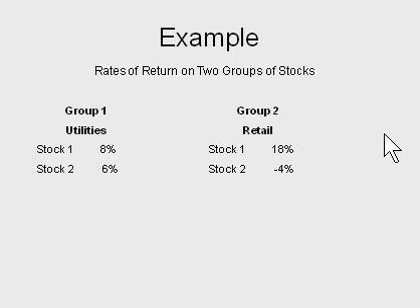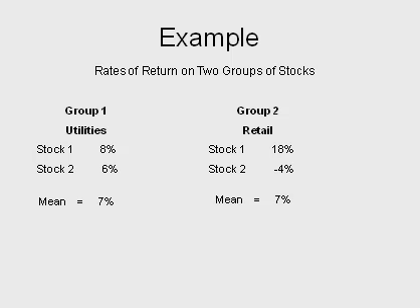Then we have a second group of stocks, which are retail stocks. Stock 1 has an 18% return on investment and stock 2 has a negative 4% return on investment. Pause the video here and think and compute the mean rate of return on each of these investments. As you may have already surmised, the mean rate of return is 7% for each one.